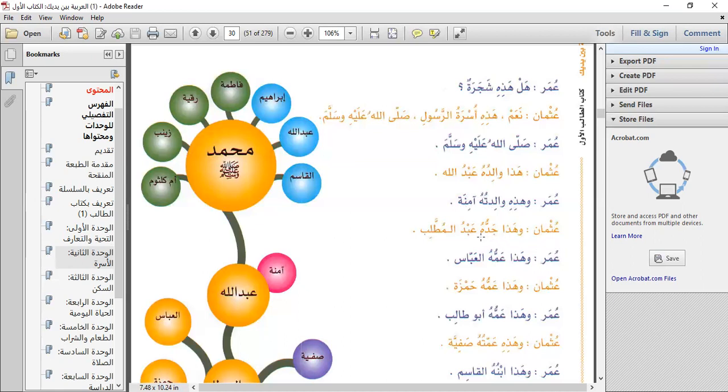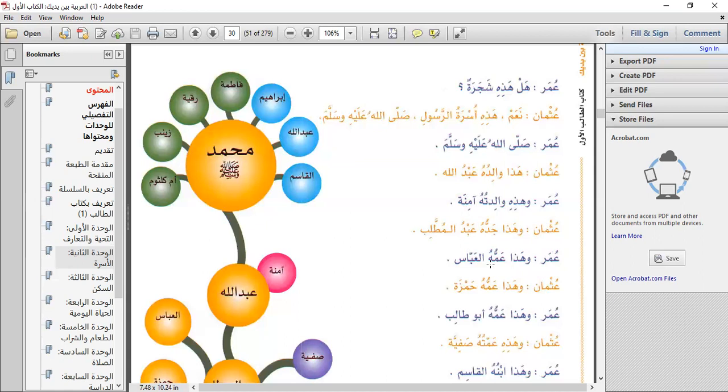Wa hada jadduhu. And hada, this, jad, you know, jad means grandfather and jadda means grandmother. Now this is not jadda. This hu represents his possession. Jadduhu, his grandfather, Abdul Muttalib. And this is his grandfather, Abdul Muttalib. Wa hada ammuhu. Am means uncle. Now here, in Arabic, the aunts are different.